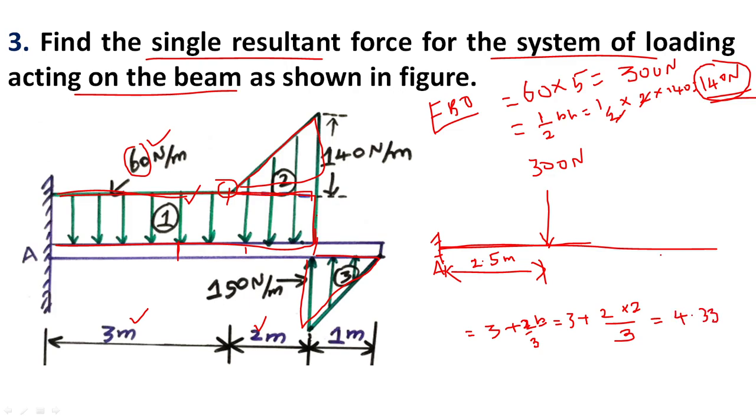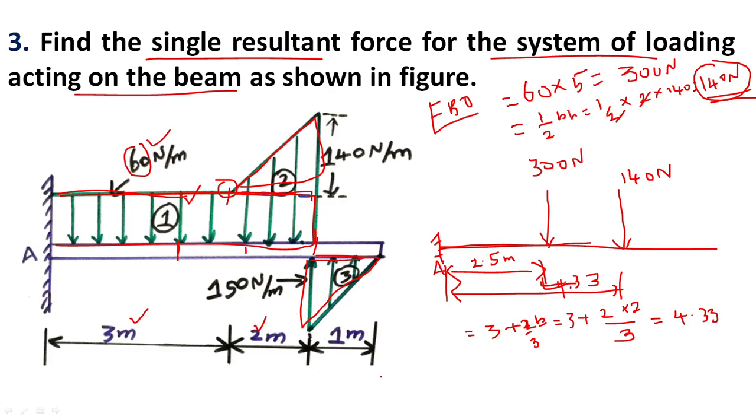This distance is 4.33. So this 140 newton load is acting at a distance of 4.33 from A.